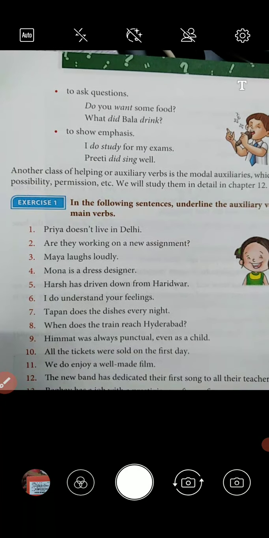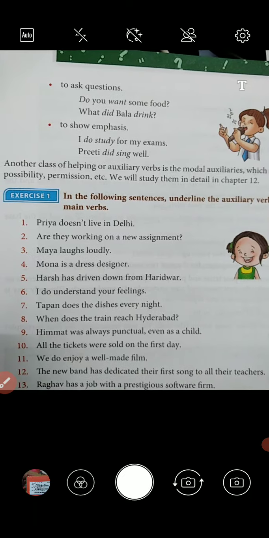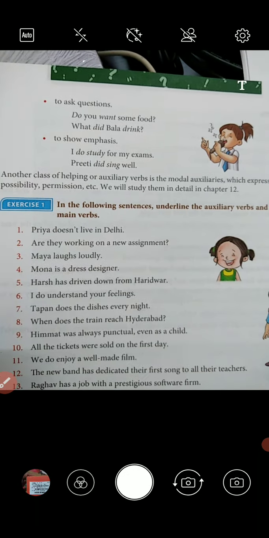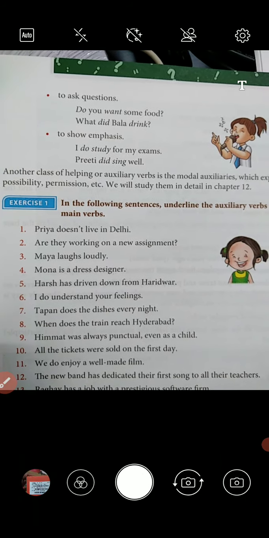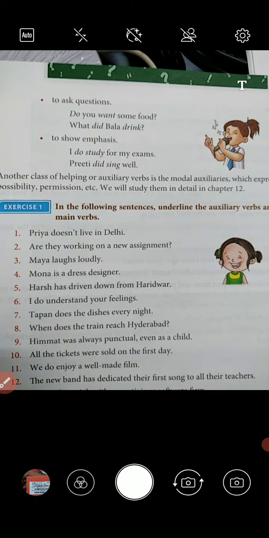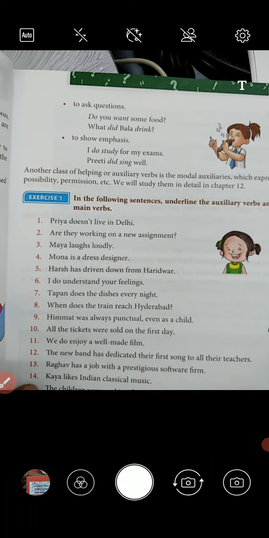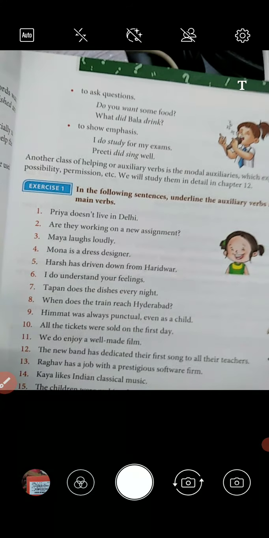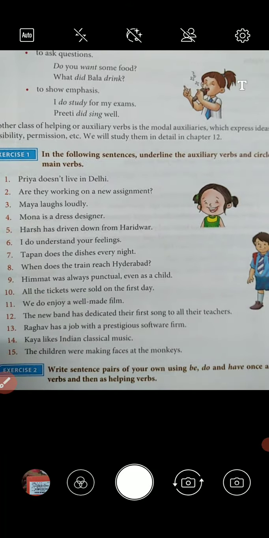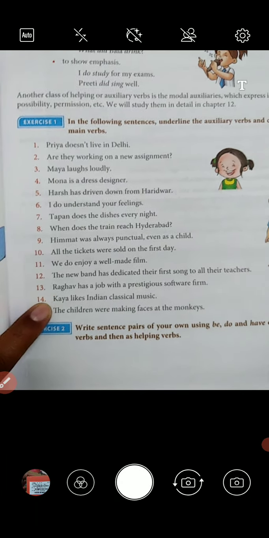Another class of helping or auxiliary verbs is the modal auxiliaries, which express an idea like a possibility, permission, etc. We will study them in detail in chapter 12. Now here we have a few exercises. It is very easy. Once you have followed the text, then it is very easy to give the answer.